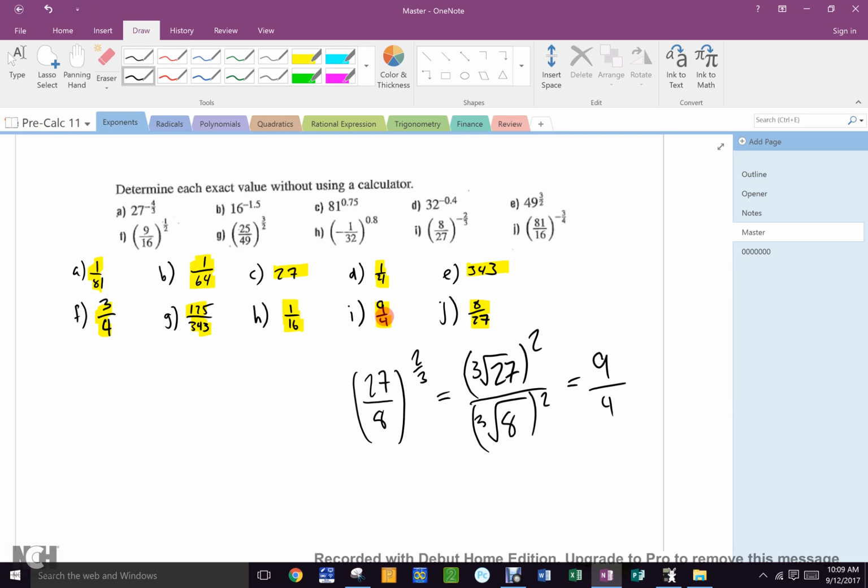Where? Right here, this? Okay, the 3 became the index, cube root, and the 2 becomes the power. Got it? Okay, everybody good?